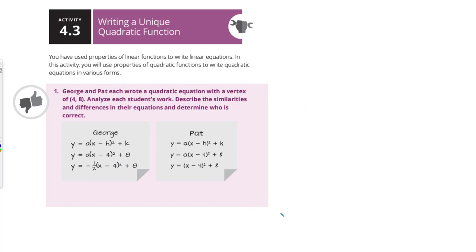But now we're going to write our equation or our function. We have up to this point been taking the information from the function. Now we're going to go back into it. So we have George and Pat. Each of them know that the vertex is at 4, 8, but they're not given any other information. So they both have the same vertex.